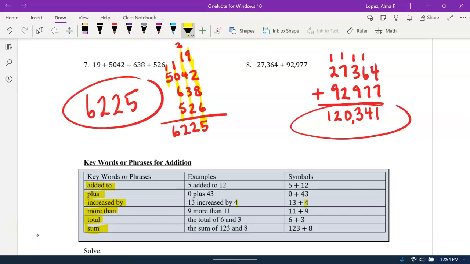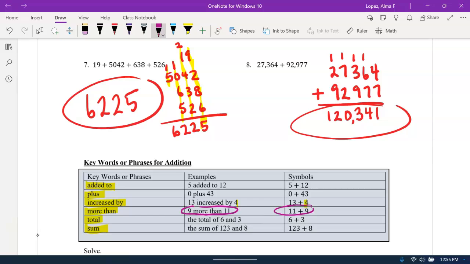9 more than 11. I want you to take a little pencil or something and circle that. Oops, I didn't do a very nice job, did I? Okay, 9 more than 11. See how it's written opposite of how it's stated?